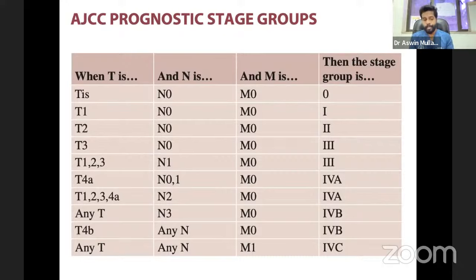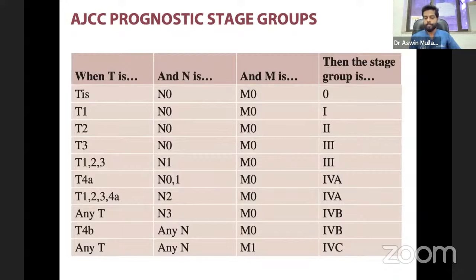In T3, 2 variations are there. If there is a primary tumor of T3 size with no node or no distant mets, the stage goes directly to 3. Or T1, T2, T3, if any node is positive, it will directly go as stage 3. Then stage 4 is further divided into 4A, 4B, and 4C. 4A: obviously a T4A lesion, regardless of N0 or N1 status, will come as 4A.